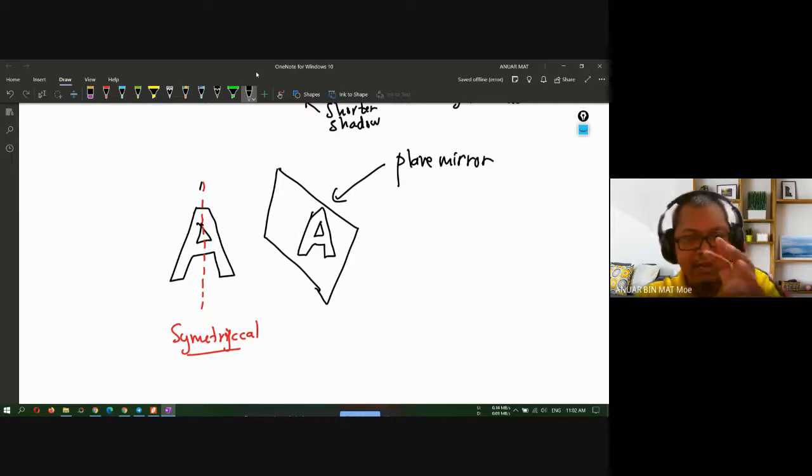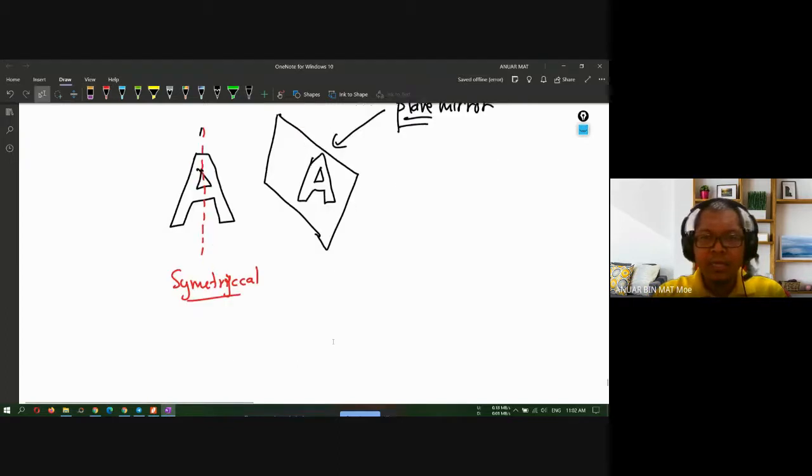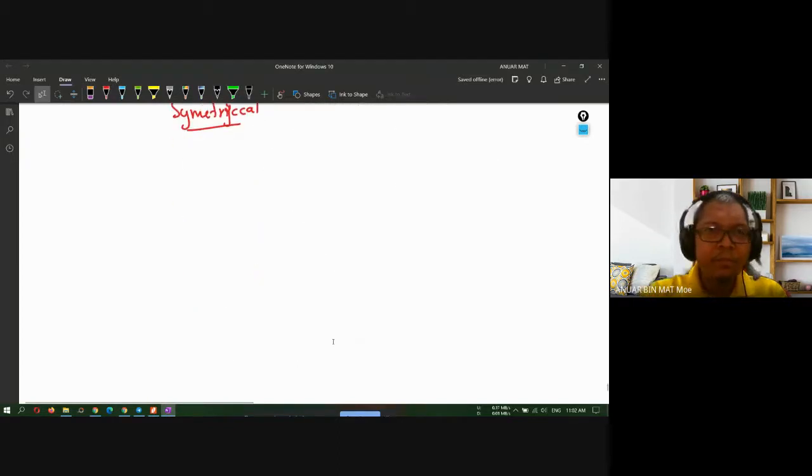Remember, the size is the same. You do not confuse with the size over here because I'm just drawing it. If you use plane mirror, the size will be the same. You must remember that. I'm just drawing, not following the size. Okay. How about if I use, for example, letter K? If I try to use letter K over here.